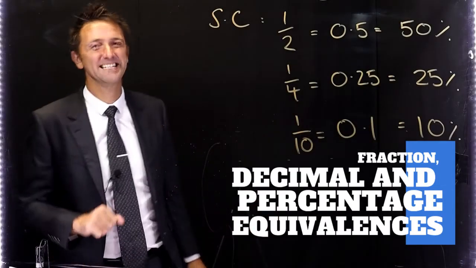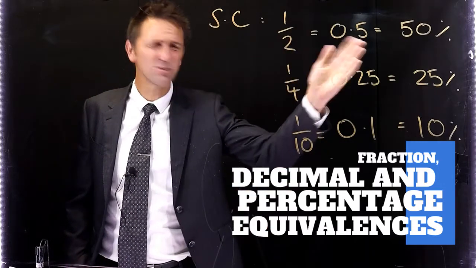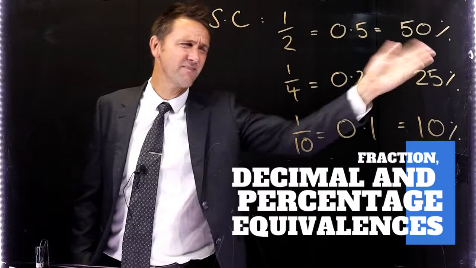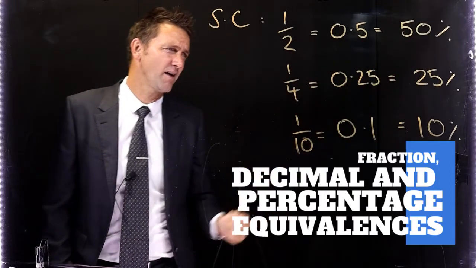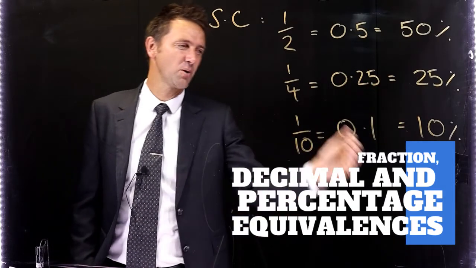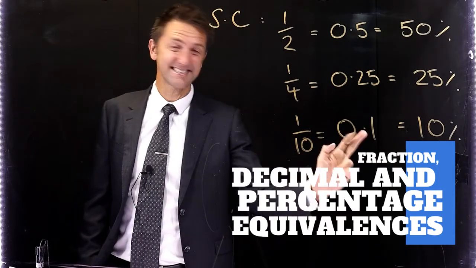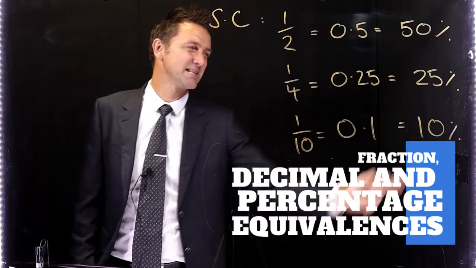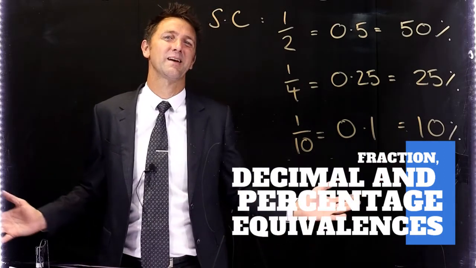And here's our success criteria. A bit like this, 1/2 equals 0.5, which equals 50%. 1/4 equals 0.25, which equals 25%. 1/10 equals 0.1, which equals 10%. You can see this fraction equals this decimal, which equals this percentage. And that's why we call them equivalent. And that's what we're going to look at today.